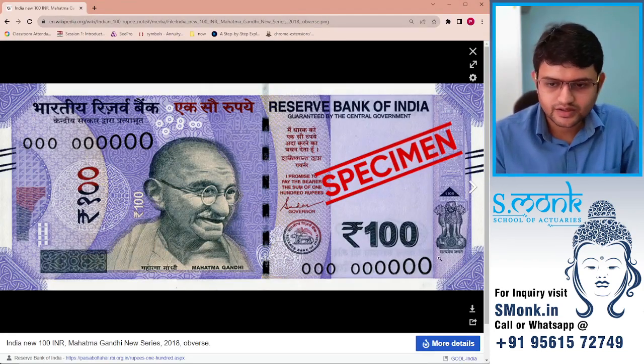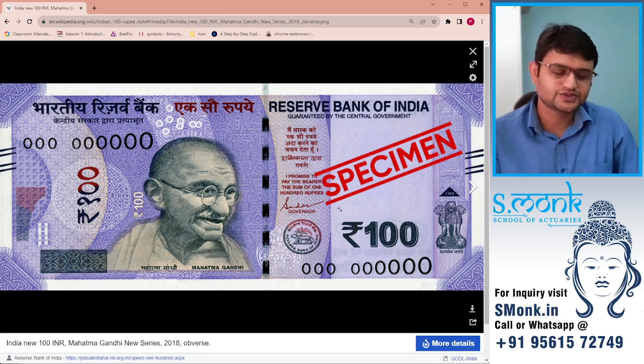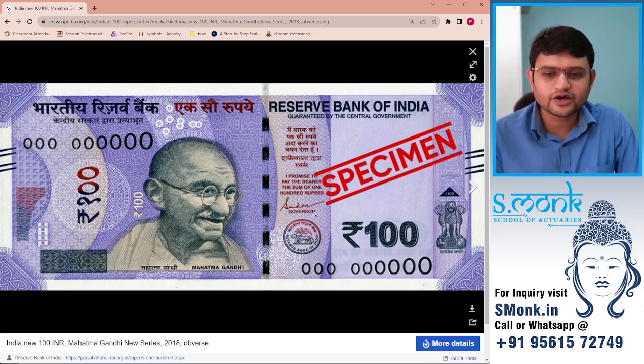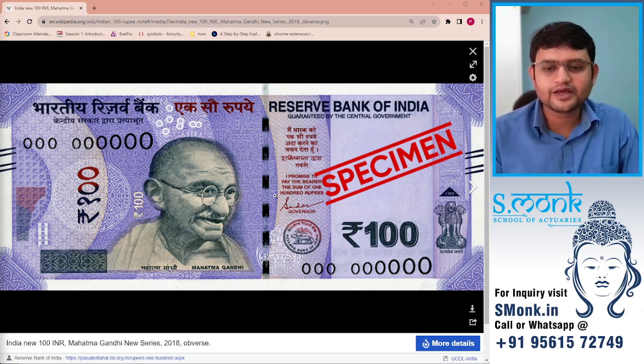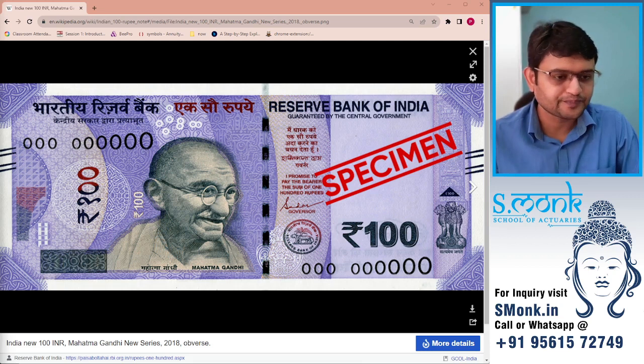Here in this 100 rupee note, you will find something written. It says, I promise to pay the bearer the sum of 100 rupees. And it is signed by the governor. I hope you can see that. If not, you can see a physical note yourself and you will find the same thing. So this is not exactly 100 rupees. This is actually a promissory note.